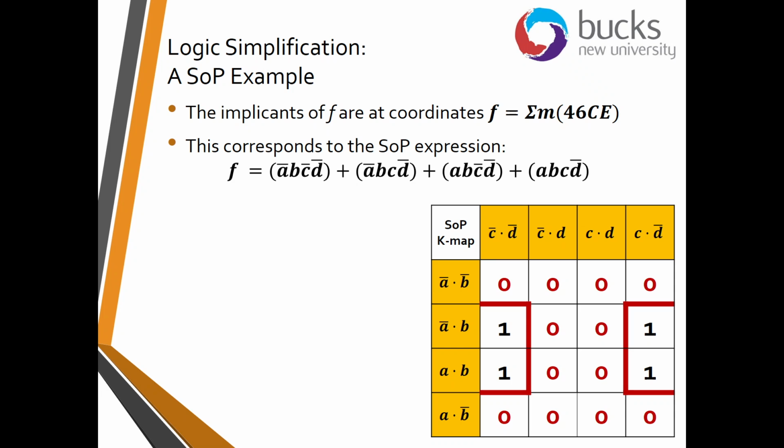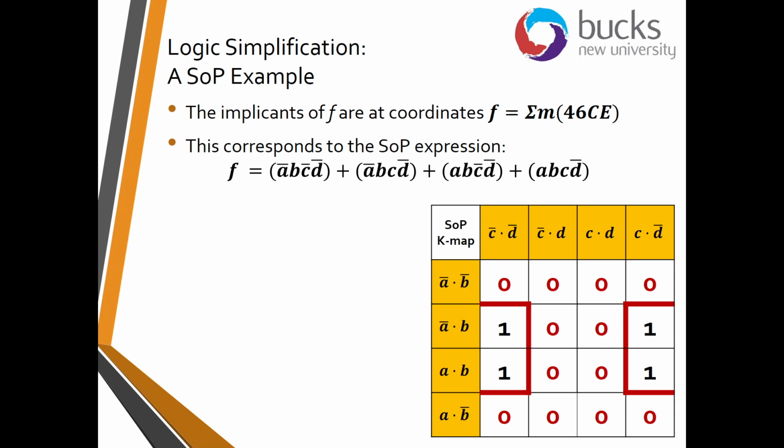So the implicants of F are coordinates. So here we have a set of coordinates. Sigma coordinates here, 4, 6, C and E. We plot those onto a SOP expression. We end up with F equals not A, B, not C, not D, or not A, B, C, not D, or A, B, not C, not D, or A, B, C, not D. We plot those onto the SOP Karnaugh map, and we create, again, one prime implicant group. Those 2 adjacent sides, remember, they meet, so we can see that as a group of 4 min-terms altogether.